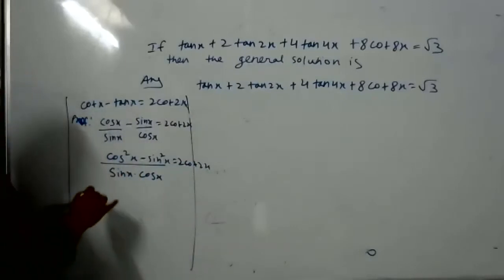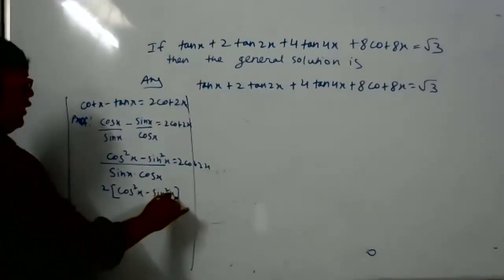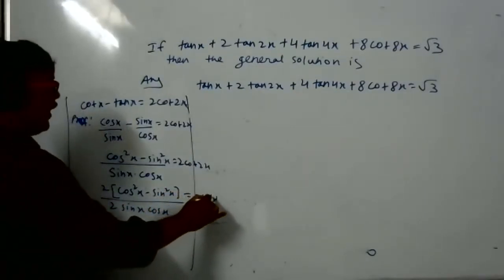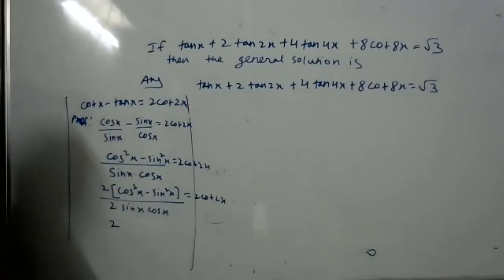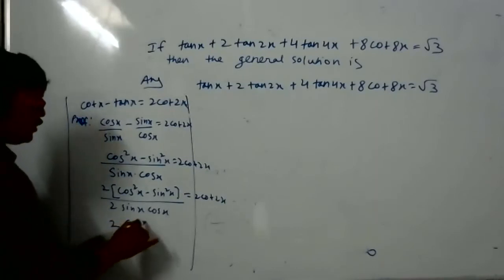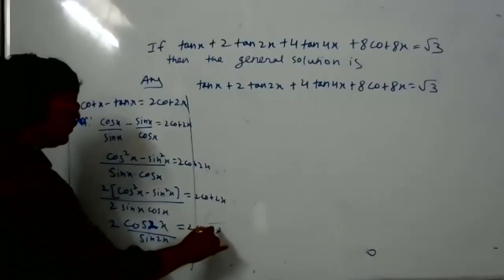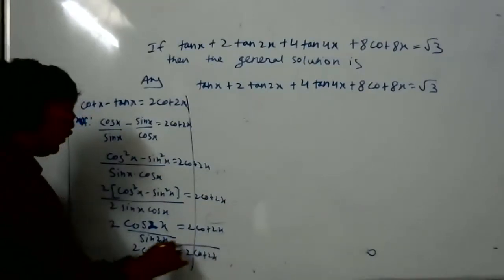Multiply and divide by 2. So 2 bracket cos square x minus sin square x, denominator 2 sin x cos x, is equal to 2 cot 2x. Can you see that the numerator is a formula? Cos square x minus sin square x, what is that equal to? Cos 2x. Denominator, student? Sin 2x. So cos 2x by sin 2x is what? Cot 2x. So 2 cot 2x is equal to 2 cot 2x. This way we can prove this, but it is used very rarely.